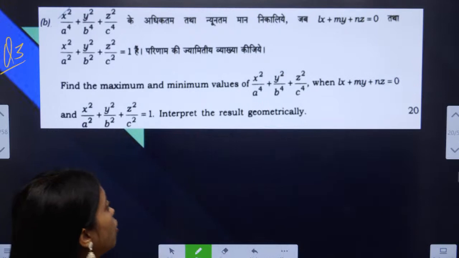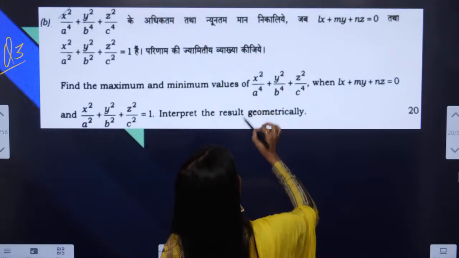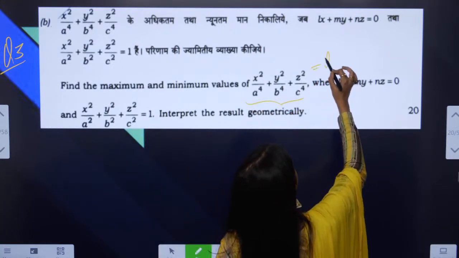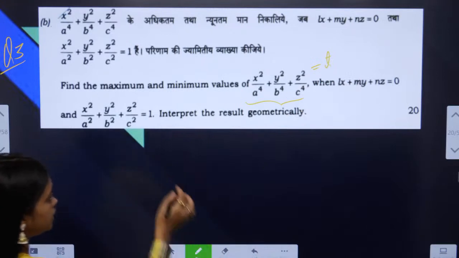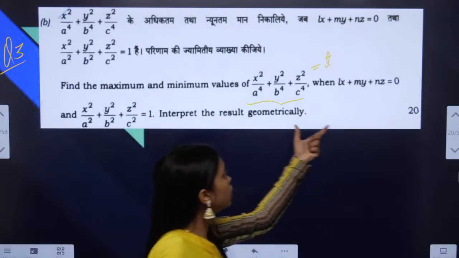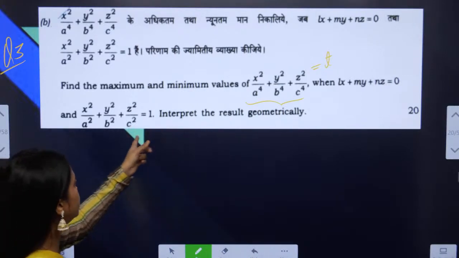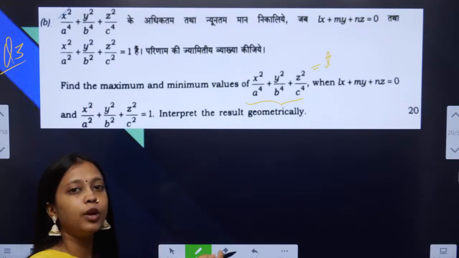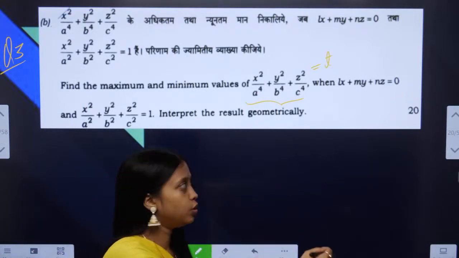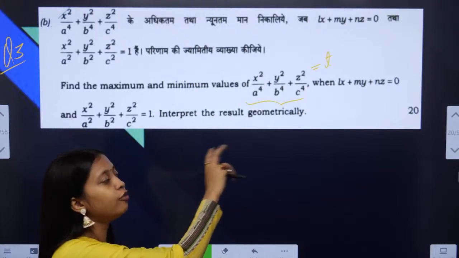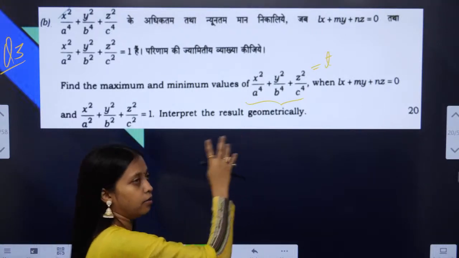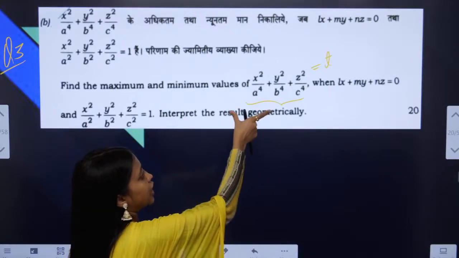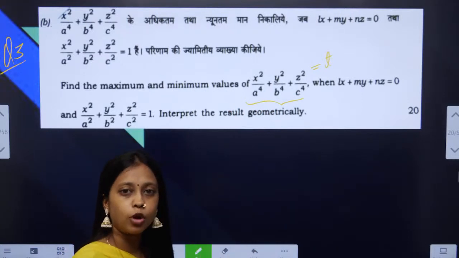What you can do is let this expression be, let's say, t. So I have to minimize or maximize my t with respect to the given constraints. Two constraints are given. Just like the way we do, try to find the values of x, y and z, for which the expression t is giving you the minimum or the maximum value, right?